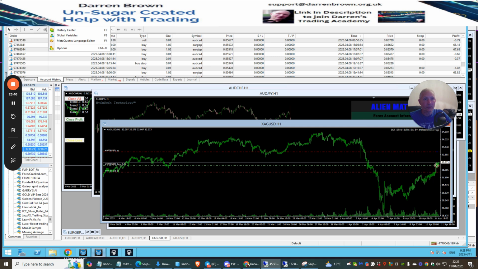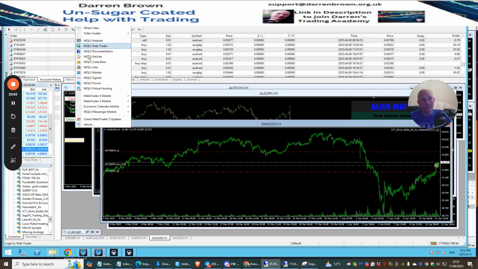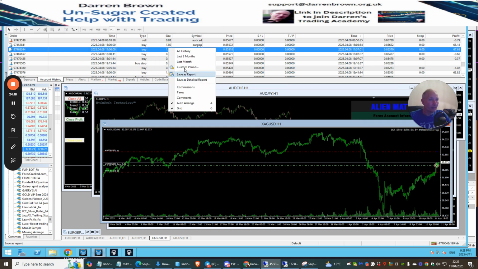Then tools. If we click on tools, you've got options, global variables, history center. There's lots and lots of stuff here. In tools, properties, charts, properties, help. If you go to the help file, you might be able to get some information, or you could talk to a forum and see if anyone else has found an easier way of extracting this information. You can actually just drag across, I think, and grab it anyway, but the way I've shown you is probably the easiest way. You can see you can create save report, custom period, auto arrange, so you've got a few things you can do with this.